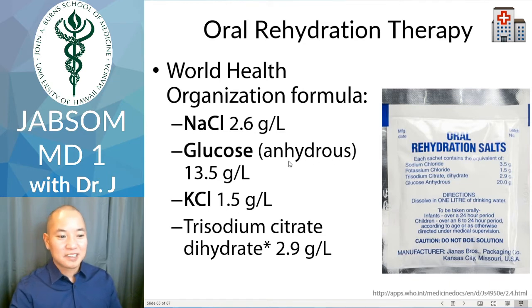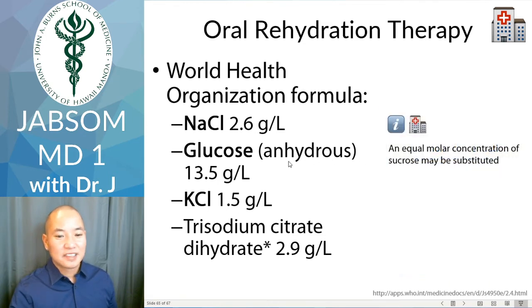Sodium chloride, table salt, right? But instead of glucose, you can use the equal molar concentration of sucrose. Sucrose is just glucose plus fructose. So if you weigh out the same molar concentration of sucrose, you're going to get the same molar concentration of glucose. Now, potassium chloride might be hard to include, so you have to adjust the sodium that way.